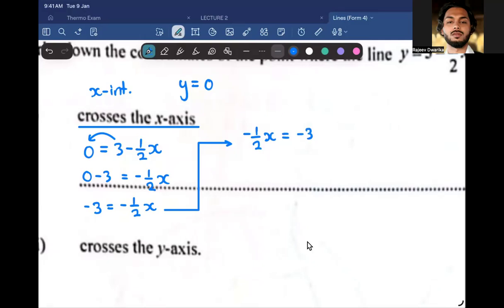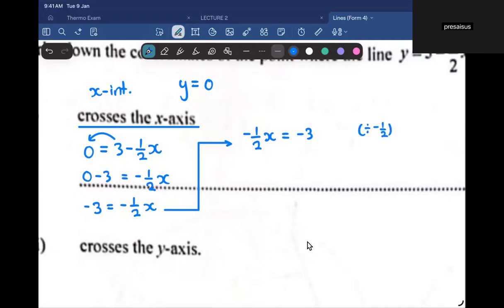Right, negative a half x is equal to negative 3. This should be looking a lot more familiar now. So all I need to do on both sides now to find x. Cancel it off. Right, now don't just say cancel off. Cancel off means that I'm going to divide both sides by negative a half. So I'm going to put it in brackets, right? I'm going to divide both sides by negative a half. That's what you're saying, right?